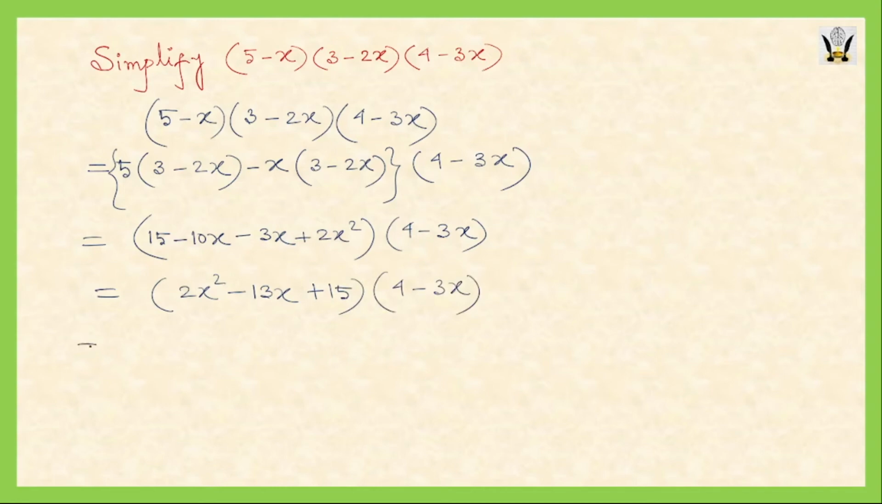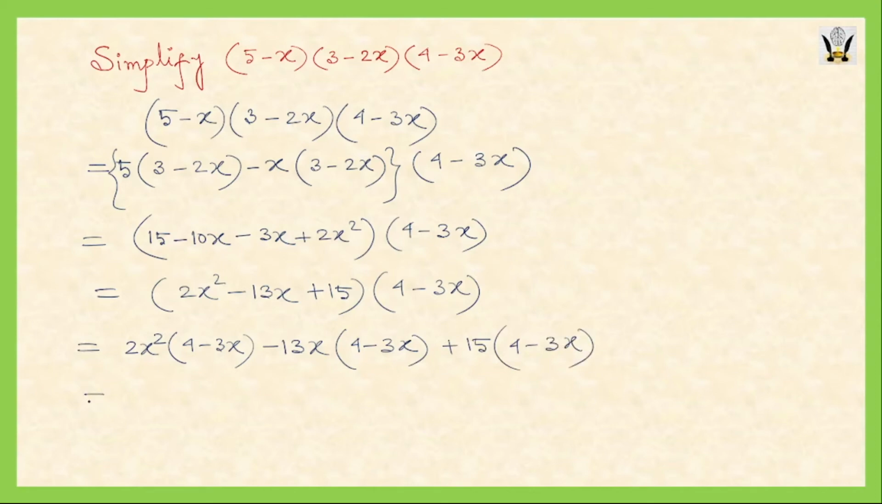So what will happen here, again separately we will multiply. So first term is 2x square, then it will be multiplied with this whole factor 4 minus 3x, so that will be written accordingly. Then the second term here is minus 13x, and that will be separately multiplied by this factor 4 minus 3x. Then we have this term here 15, and again it will be multiplied by 4 minus 3x, and that's how we proceed with this type of multiplication of algebraic expressions.